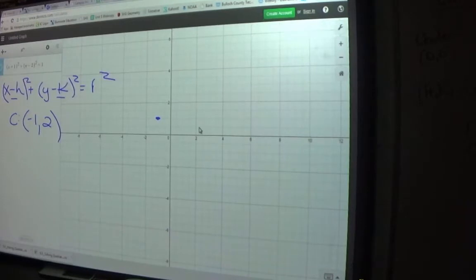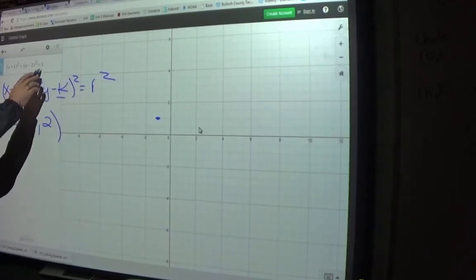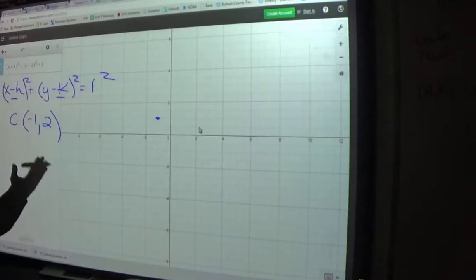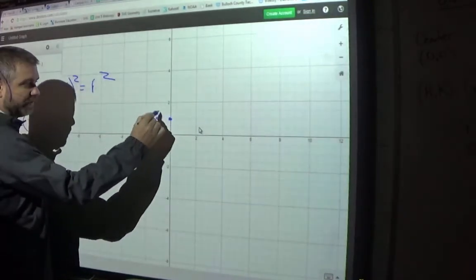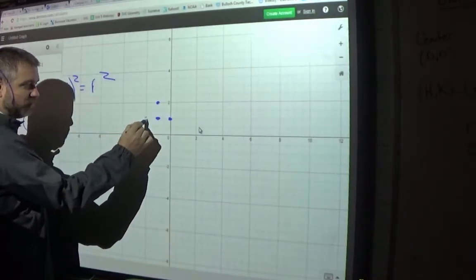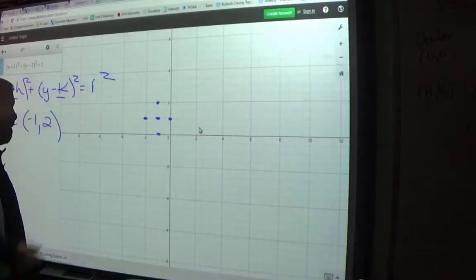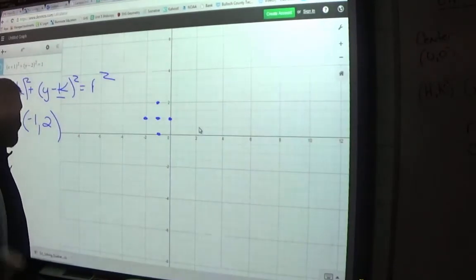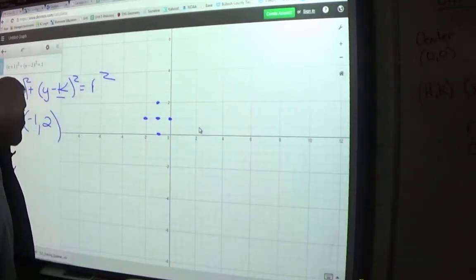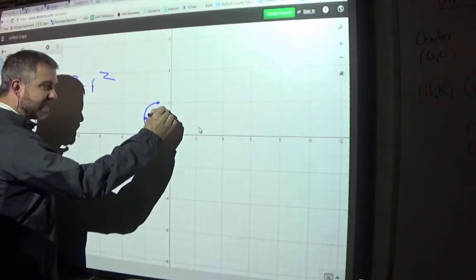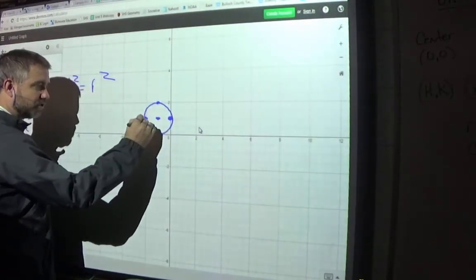What's the radius going to be? 1. How do you know that? That'll be r squared. Because we took the square root of 1 and we got 1. We actually get plus or minus 1, but we disregard the negative value. So we go to the right 1, we go up 1, we go left 1, and we go down 1. Notice, I'm not going to draw a diamond. This is how I'm showing you how to draw it by hand. I'm going to round these corners off so that I get a nice circle.